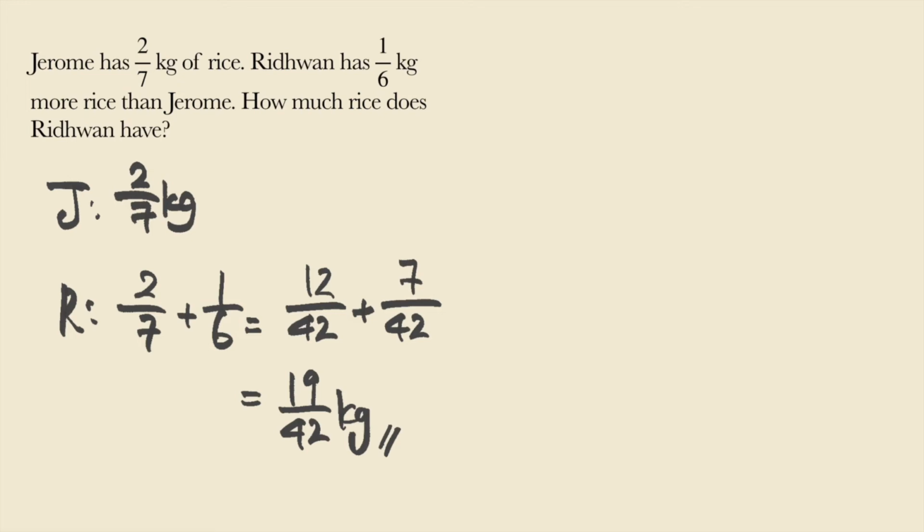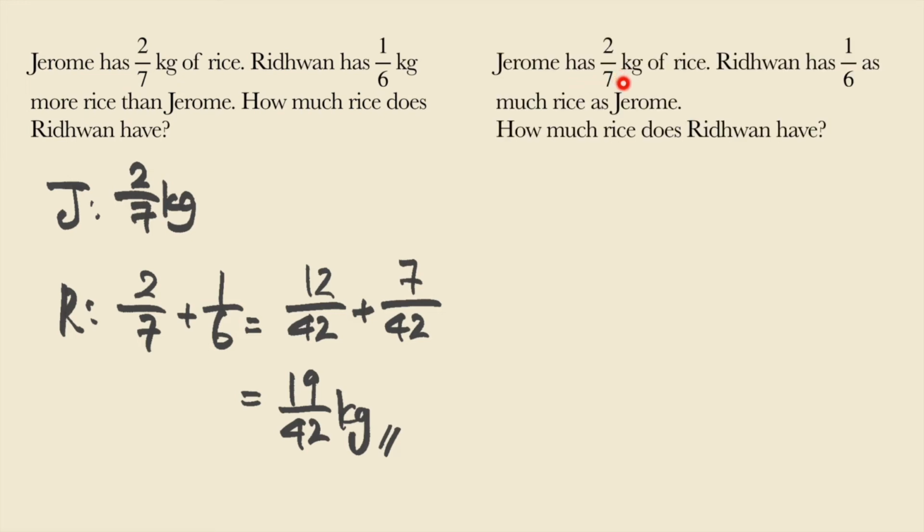Can this question be changed? Now let me modify the question a little bit. Jerome has 2/7 kilograms of rice. Ridwan has 1/6 as much rice as Jerome. Can you see the difference there? There is no kilograms now. So how do we do this question?